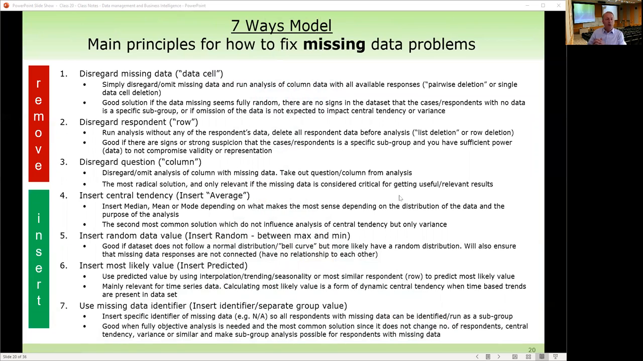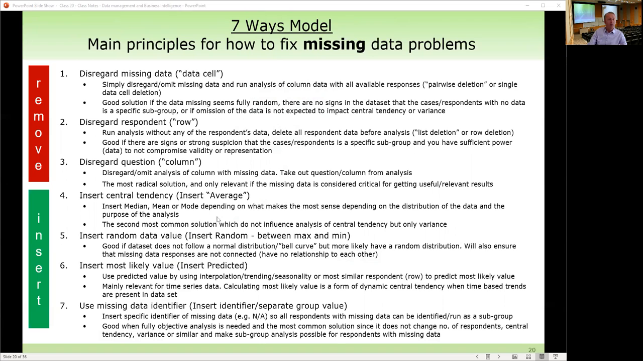There are a number of different ways to do it. This is my normal cheat sheet. It's called the 7 ways model of how to fix missing data issues. In this case, you can see here we can either remove, and that's typically done by removing the data cell that we have. It can be by removing the respondent, so the whole row of data where we have a missing cell. It could be disregarding the question or the column, the variable that we are dealing with. So that depends. That's one way to play it.